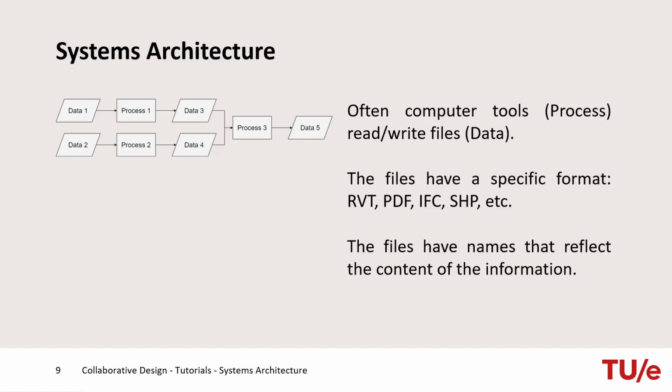The data files that are exported often have names that reflect the content of the file, such as list of requirements, architectural design, installations design, etc. The files are structured according to a specific file format such as RVT, PDF, SHP, IFC, etc. In the system architecture diagram, the process element names are filled in by the computer tool names, and the data element names are filled in by the file content plus the file format between brackets. Avoid using file content names that include an indication of a design stage such as preliminary design. The system architecture should be time independent.